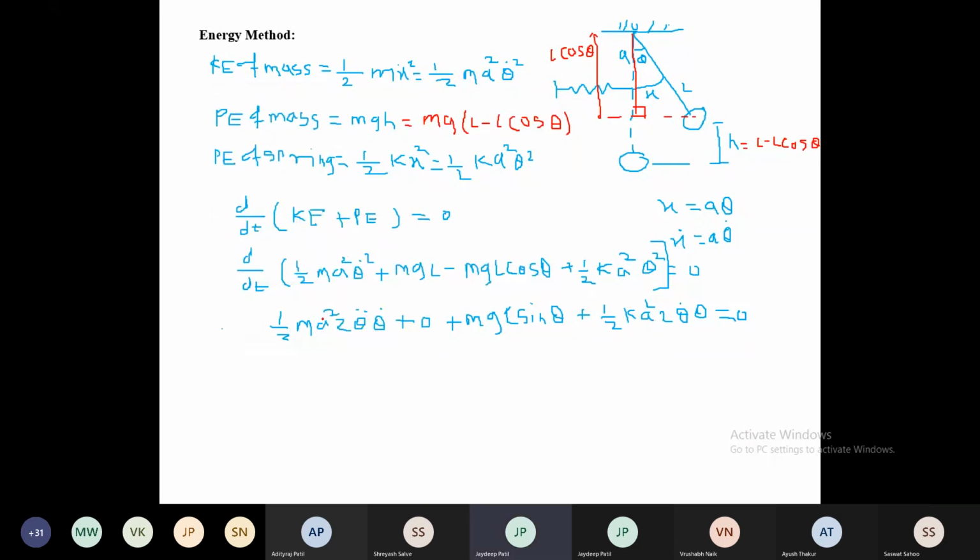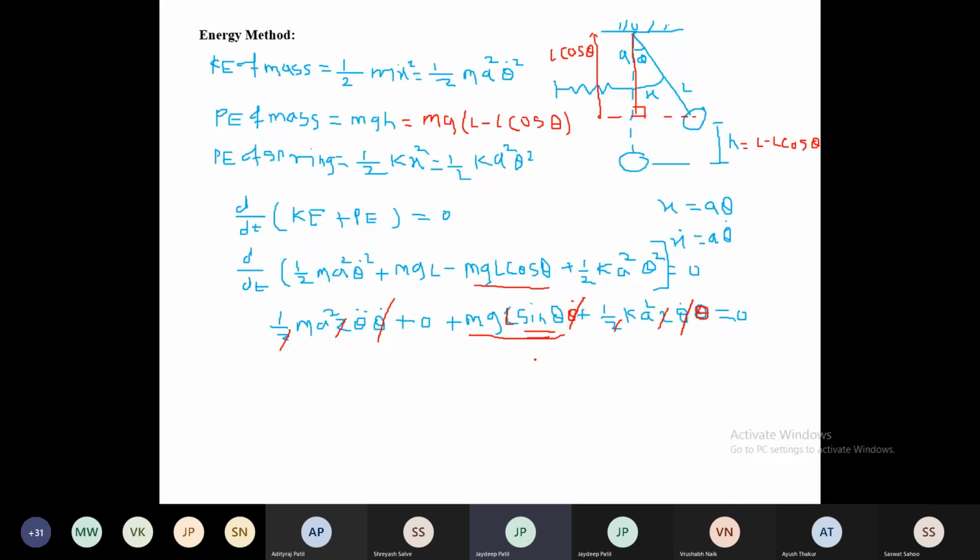Now next, you have to cancel the terms. Now this 2 gets cancelled. Now one term is remaining here. See here, when we differentiate this mgl cos, it is mgl sin theta theta dot. Here is the theta, here is the theta. Now cancel theta dot again. What term is remaining here? This is the theta. Again sin theta is equal to theta, you have to consider.